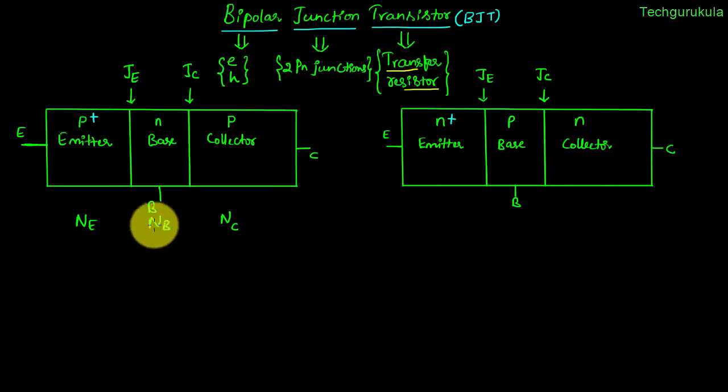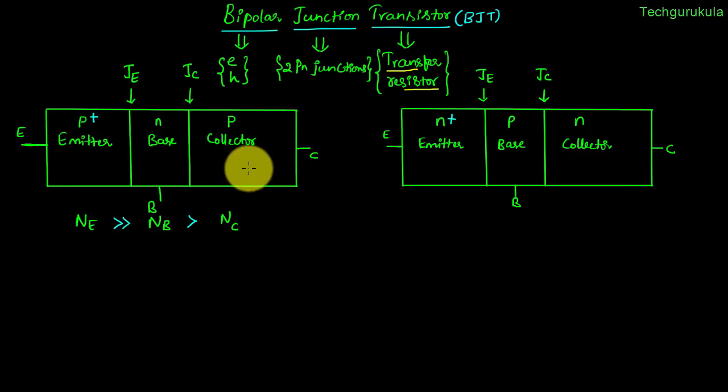And here the relationship between these would be in such a way that emitter doping would always be greater than base doping, and in most cases it will be really high, and we will see the reasons why. And collector doping would be less than base doping. And in fact, sometimes people call the BJT a triode because it has three terminals.